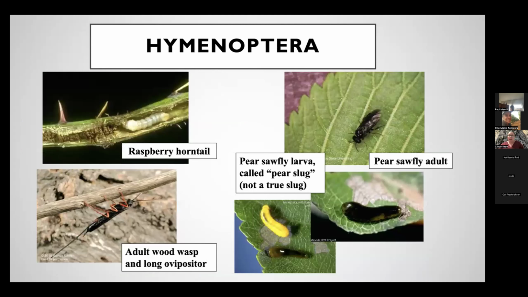Here are some photos of the Parasophili. You can see the adult up top, and you can see the larvae down below. So if you see something that looks like this, you'll have an idea of what you're dealing with out in the field. Raspberry horntail, again, the larvae look nothing like the adults. The adults have this very long ovipositor, and the larvae will burrow within stems and hollow them out.